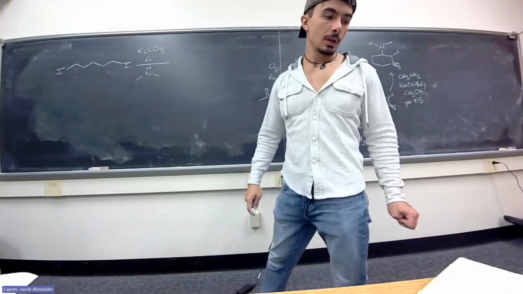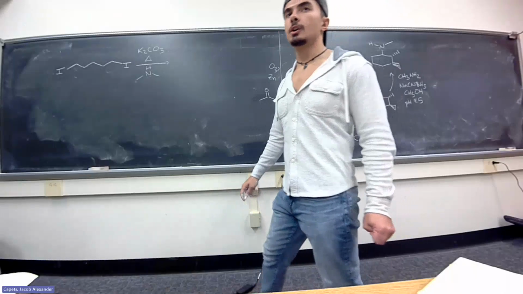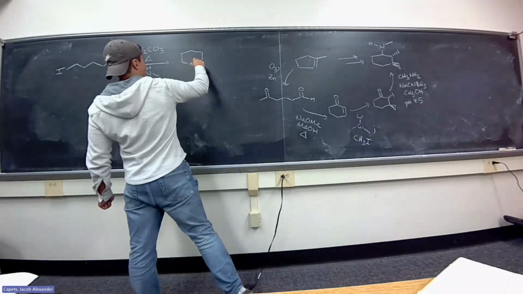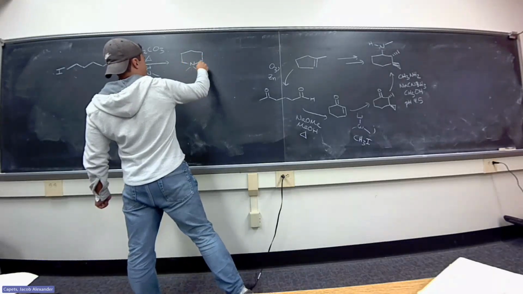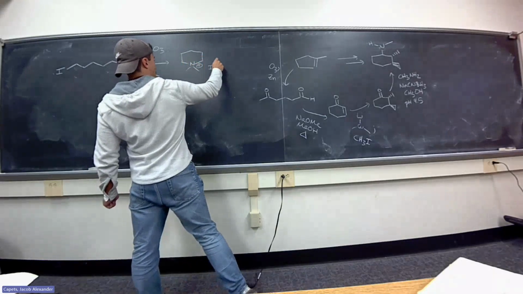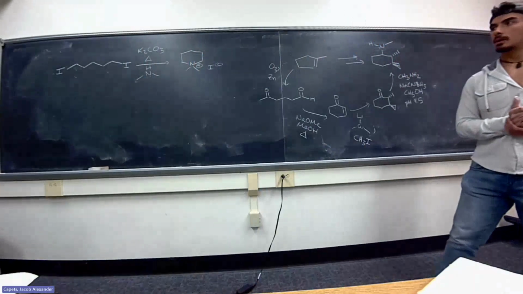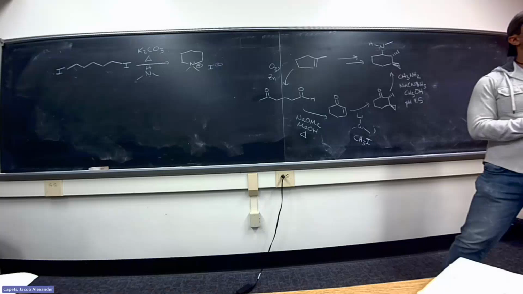What's this called? Quaternary ammonium salts. Oh, it's 5 carbons. You're so right. I forgot. Yeah, we went over this. Yes, we for sure did.